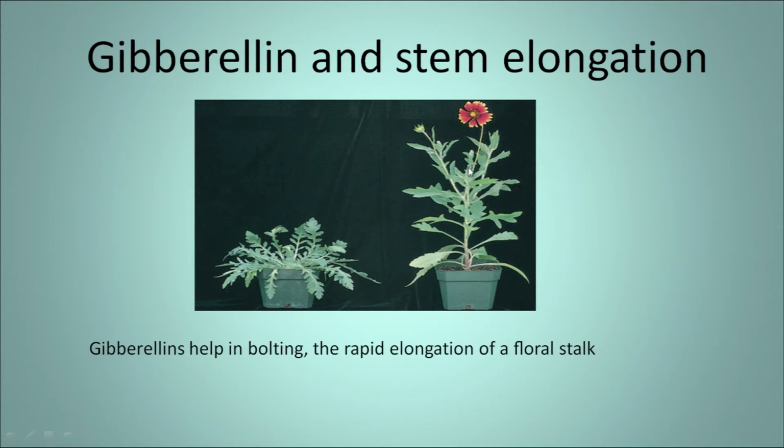Now, normally in plants, bolting occurs for flowering. However, in certain cases we can induce bolting by giving the treatment of gibberellins, so that flowering can be achieved much before the plant would normally take in nature to bolt and produce flowers. Yet another phytohormone, that is cytokinin.